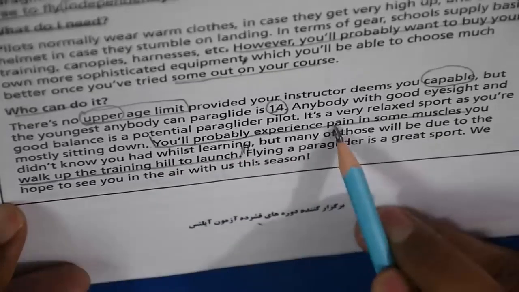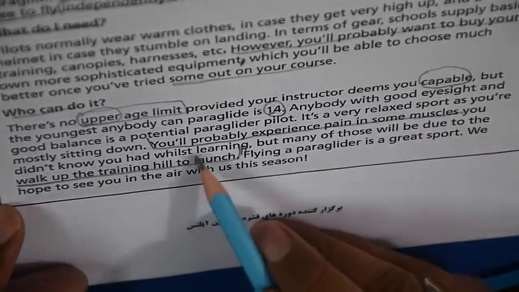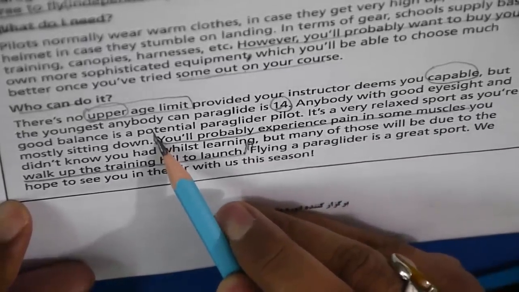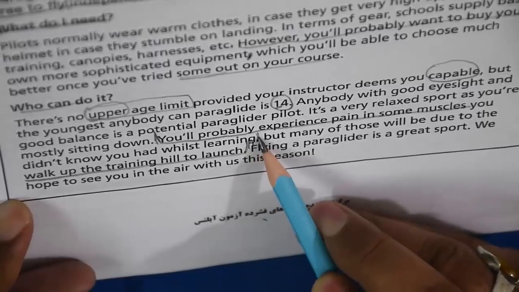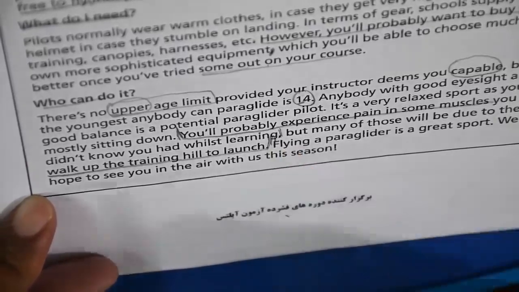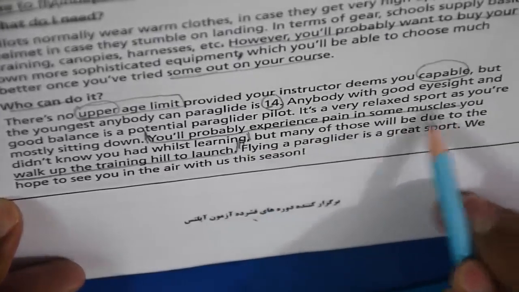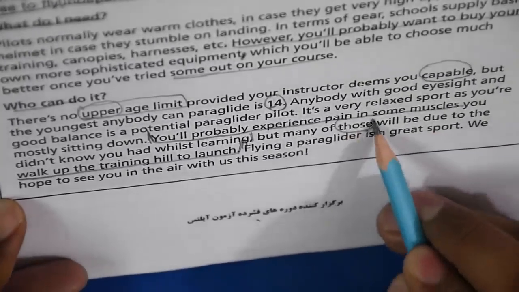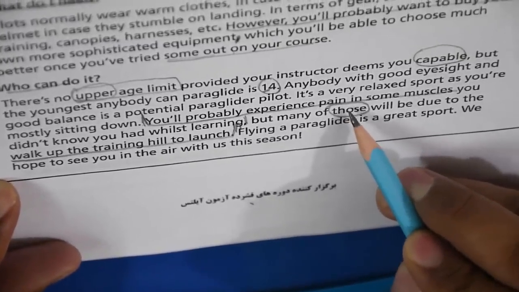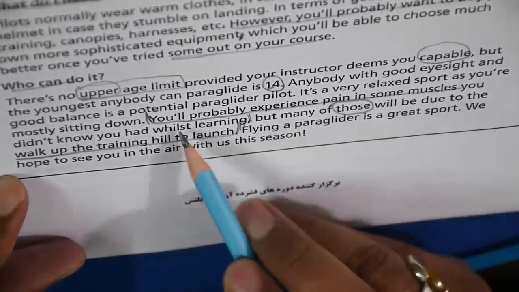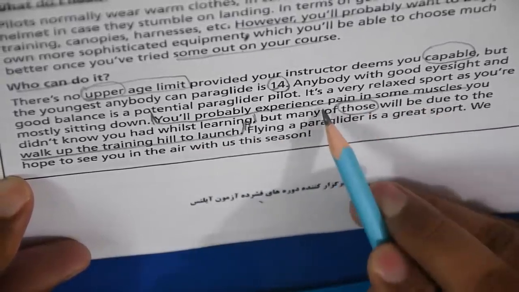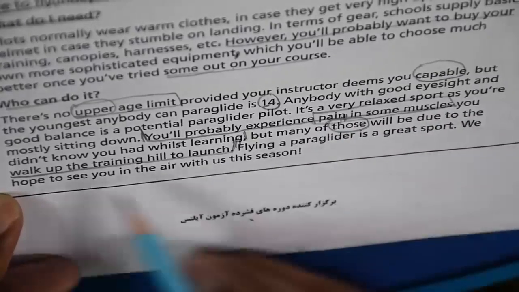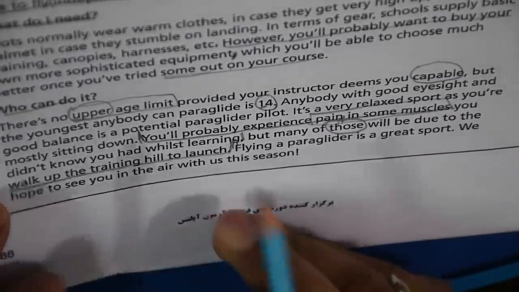They say you will probably experience pain in some muscles you didn't know you had whilst learning, but many of those will be due to... That's why I advise you to read the whole sentence. Sometimes, you know what we do, we read half of it and then we decide it's true or it's false, whereas it is not given. But anyways, here, many of those is actually linked with pain. So you'll probably experience pain in some muscles, pain in muscles. Now those is referring to pain in muscles, which will be due to the walk up the training hill to launch.